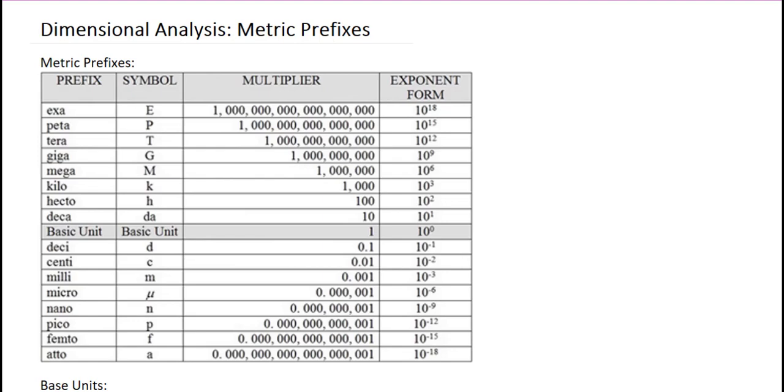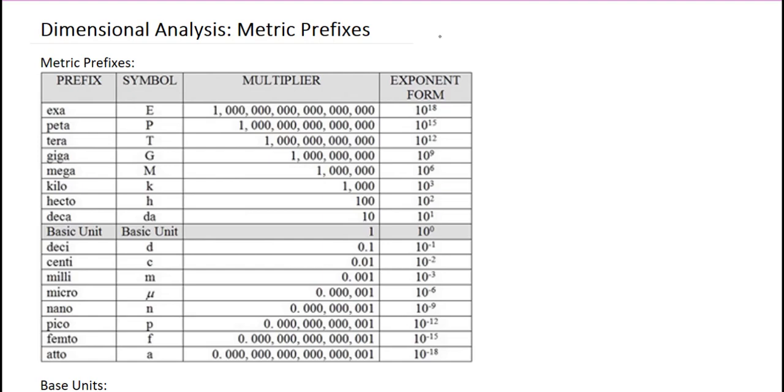Dimensional analysis, metric prefixes. At the beginning of the workbook, you'll see a lot of different conversions. You'll see the US system, and you also see the metric system. It gives you all of this really clearly, but I think it's also good to see it in a table like this. To understand, we have a metric prefix.